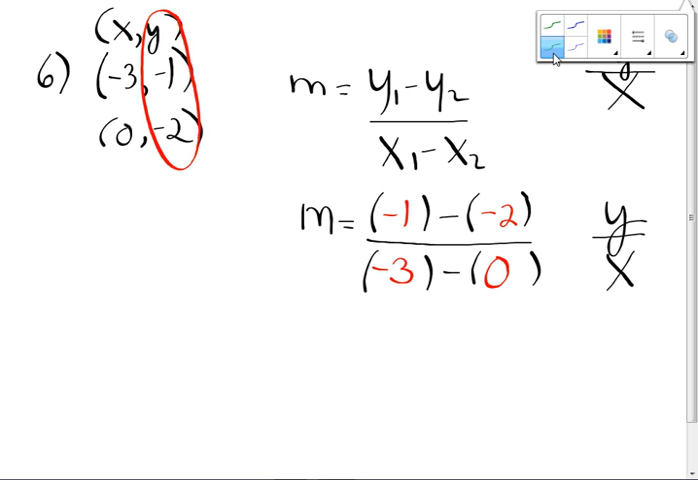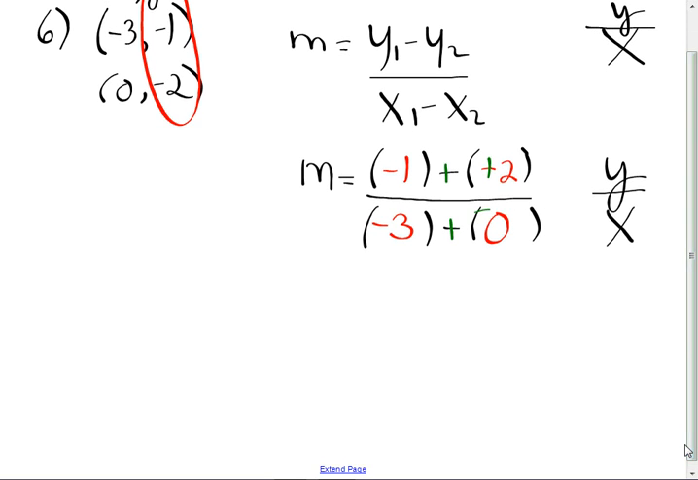I don't like those double negatives. So I'm going to add the opposite. Oh, 0 is neither positive nor negative, so it's no big deal. But now let's clean it up. It's -1 plus 2. We have problems right here. And this is -3 plus nothing.